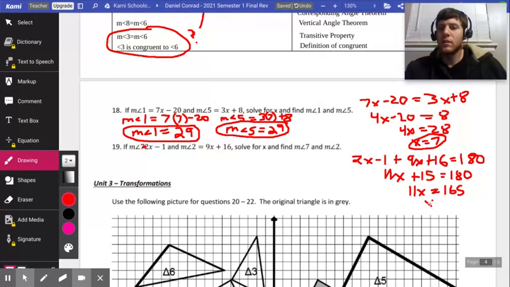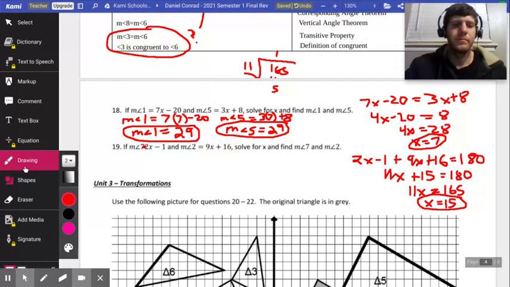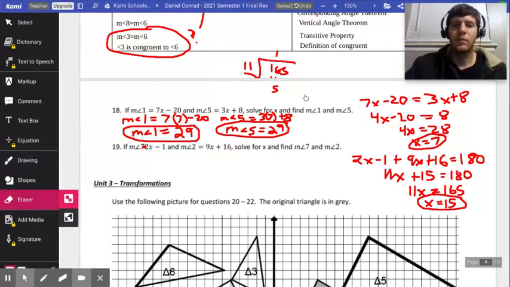And then divide by 11 on both sides. What do we think here? That's going to go in once. It's going to leave 55, so 15. X is going to be 15. Okay. All right, and then we need to solve for the measure of angle 2 and 7.